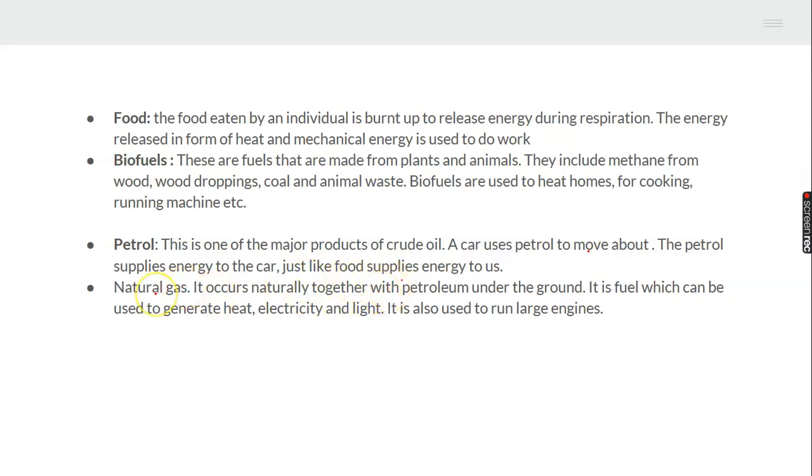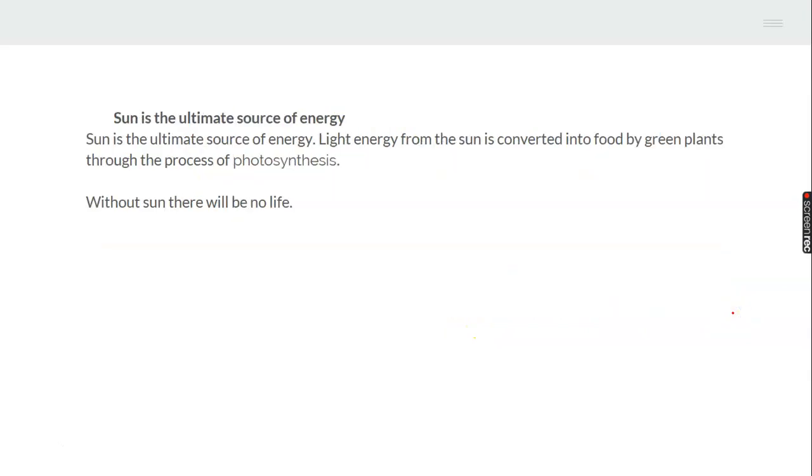So the next one is natural gas. Natural gas occurs naturally together with petroleum under the ground. It is a fuel which can be used to generate heat, electricity, and light. You can use natural gas to generate heat, electricity, and light. It is also used to run large engines.